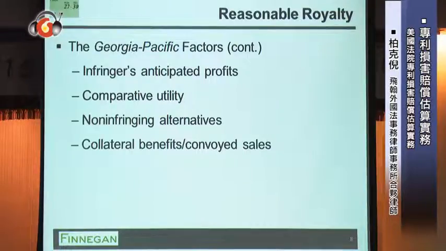And then finally, we talk about collateral benefits and convoyed sales. The razor and the razor blade analogy that every economist likes to use. If I'm going to sell razors, I've guaranteed that I've got customers now who are going to come back to me and buy razor blades as the razor blades wear away. So I not only have the initial sale, I'm going to get all those future sales as well. If you have that situation, an infringer will pay more for a license that promises future returns in addition to the initial infringing sale.